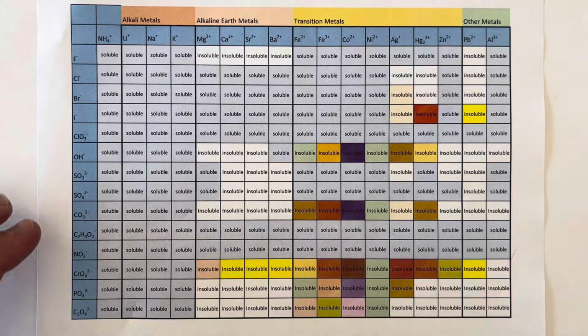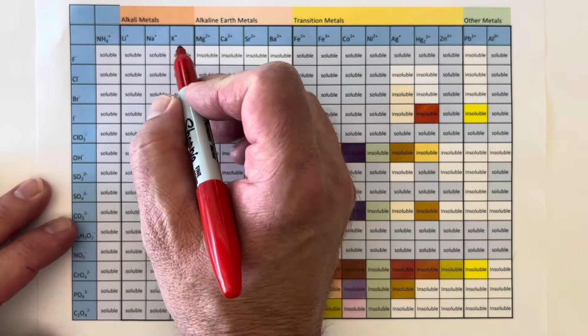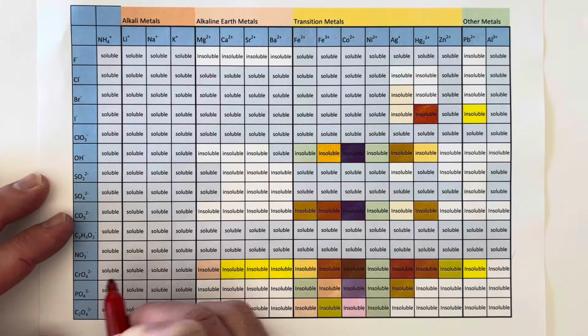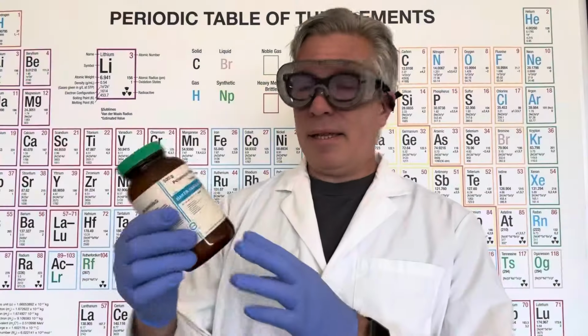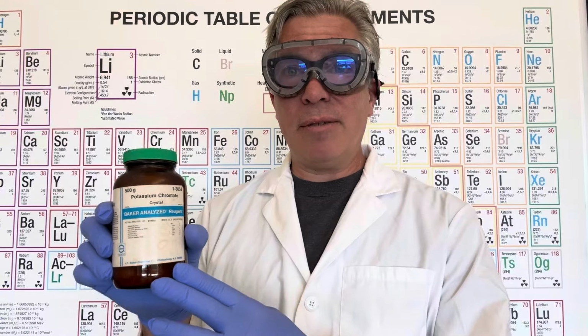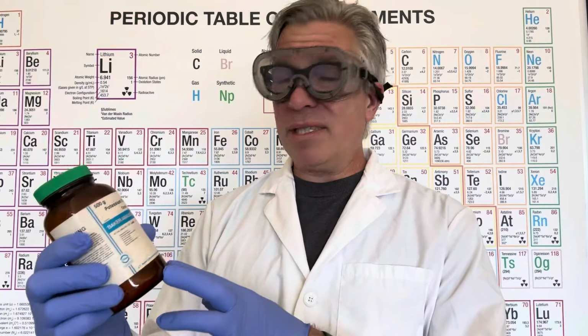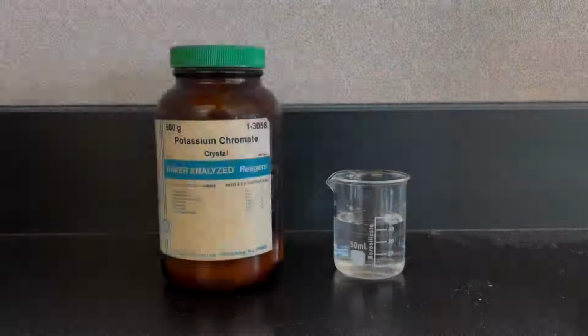Any good solubility chart, like this one, will pretty easily tell you that potassium and chromate put together form a soluble ionic compound. And this is a bottle of solid potassium chromate that's been here in this laboratory since, I think, before time began.